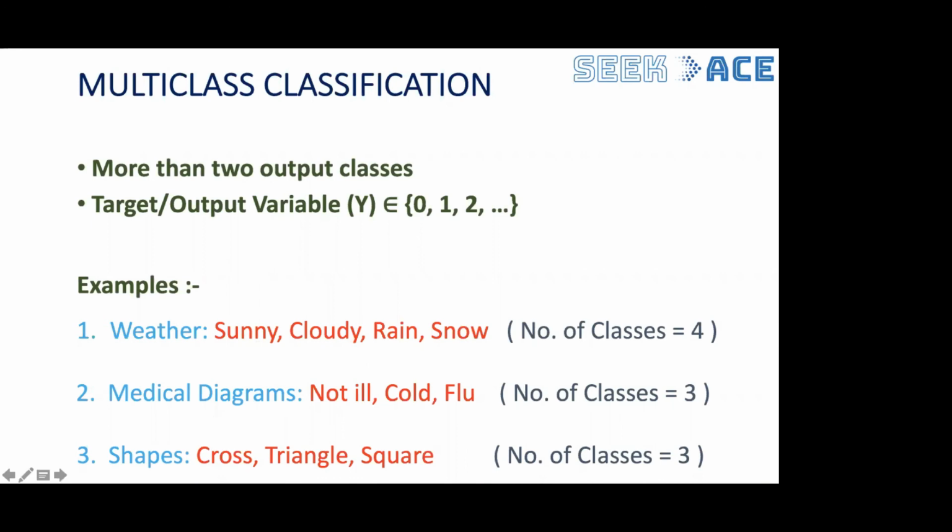If you are a doctor doing medical diagnosis, then you want to tell whether this person has COVID or not COVID, or is ill, or has a cold or flu or something. Then you have three classes. And if you want to identify the shape, cross, triangle, or rectangle, then you have another multi-class classification problem example.